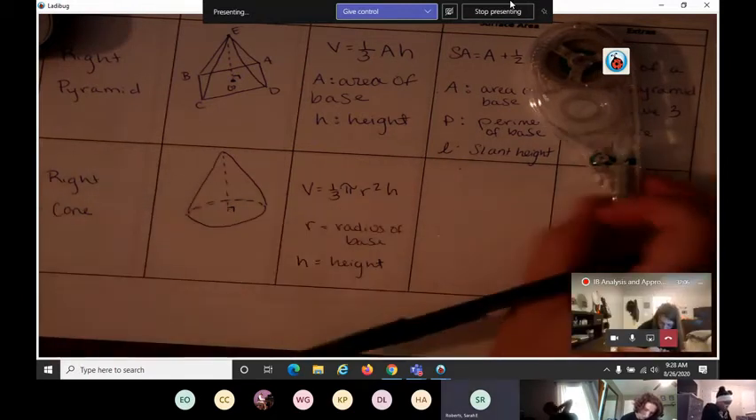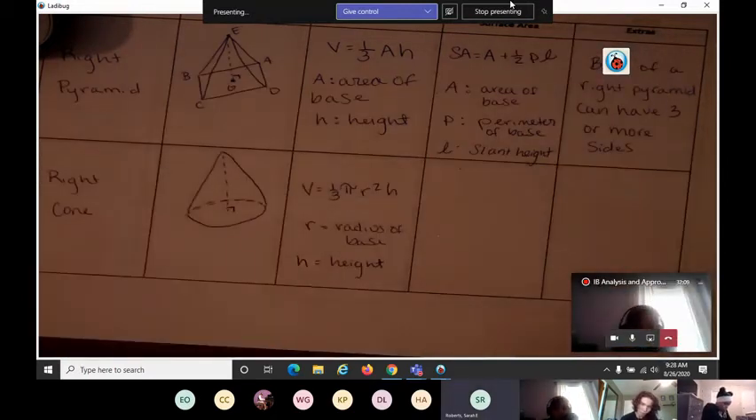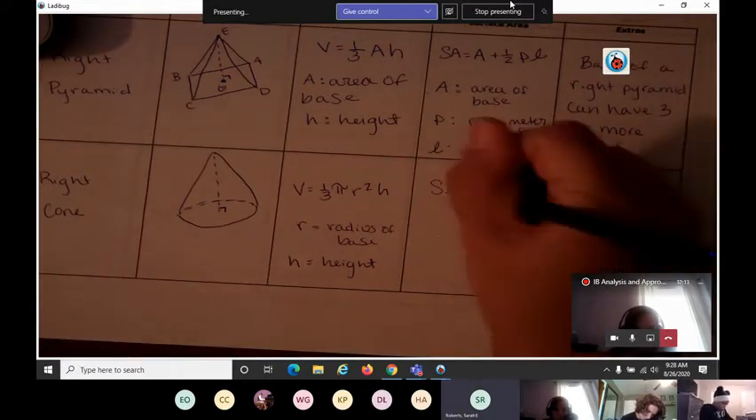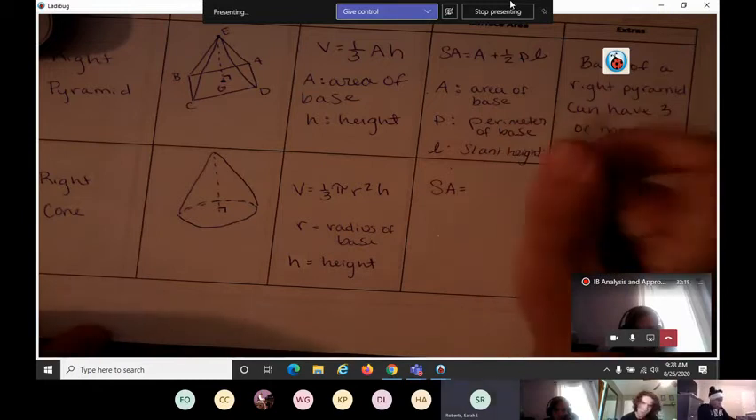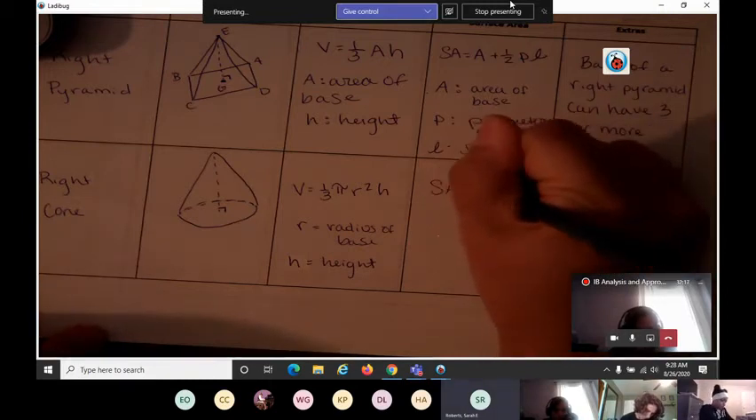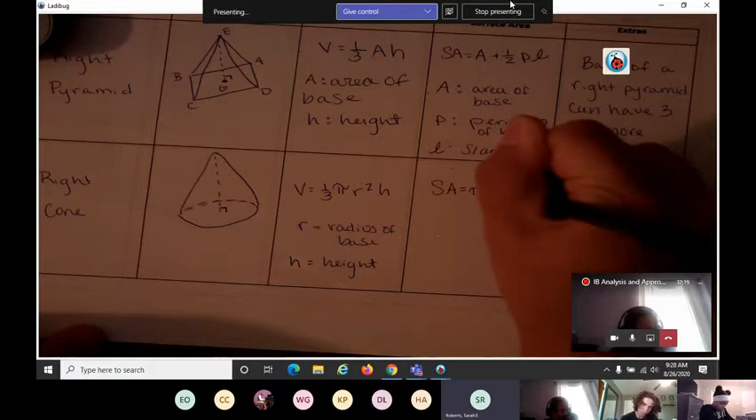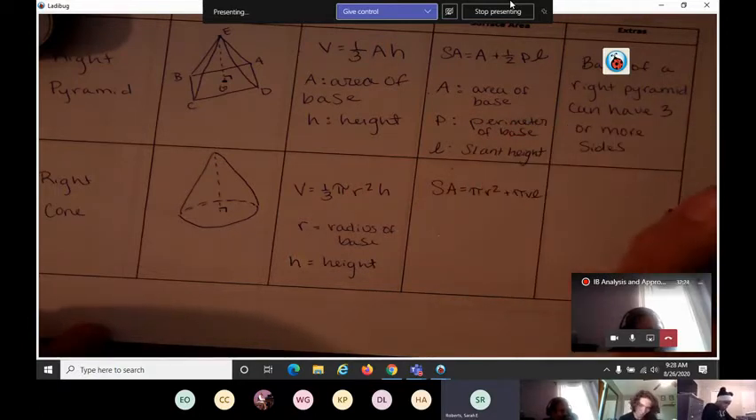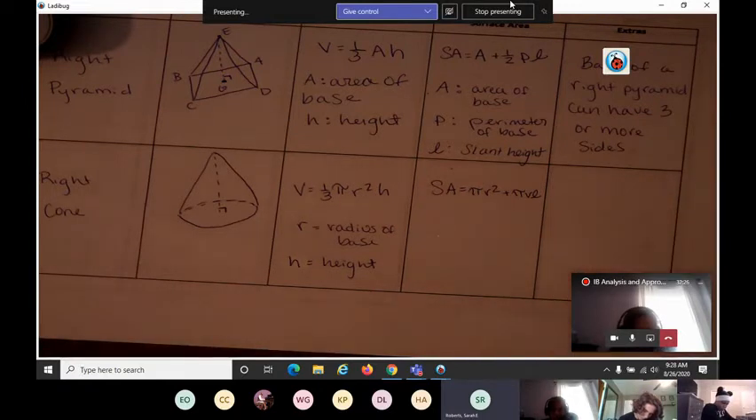Okay. Surface area is a little bit more fun. It is pi r squared plus pi r L, where L is the slant height again.